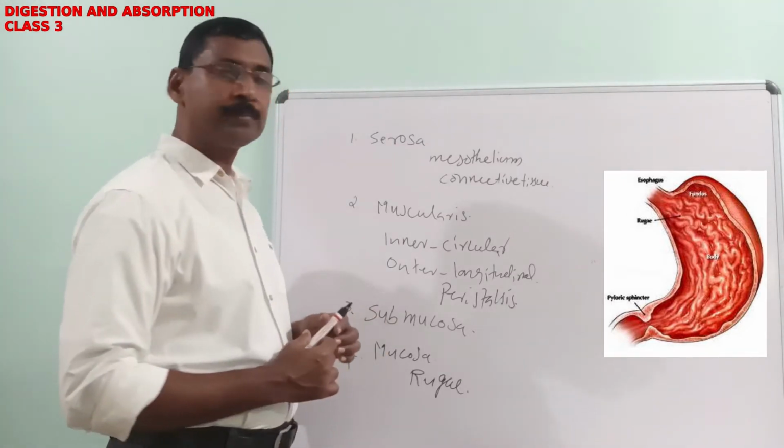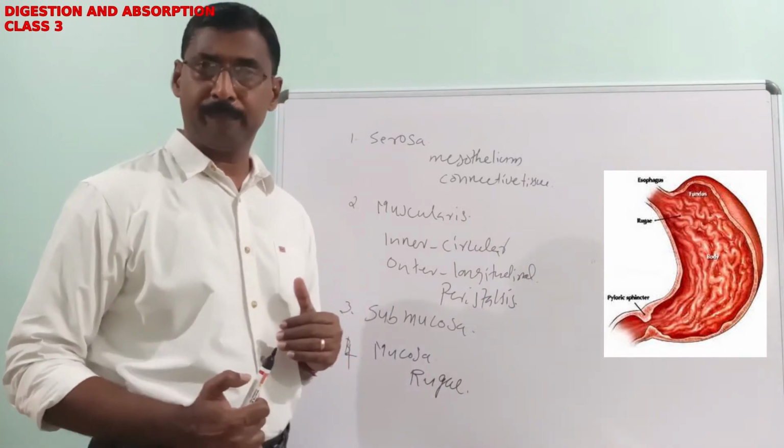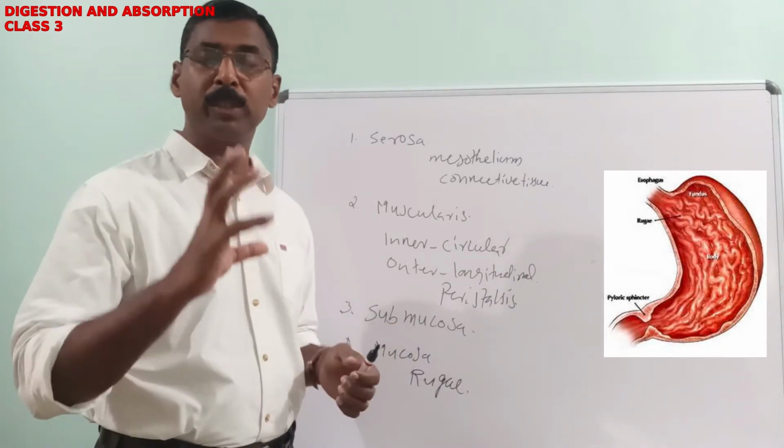And also in the small intestine, this mucosa has so many finger-like projections called villi.